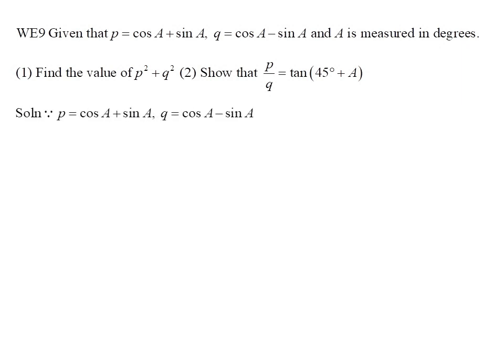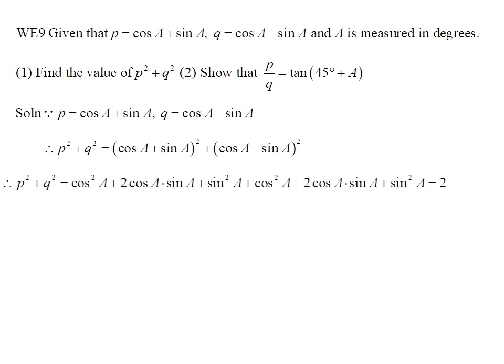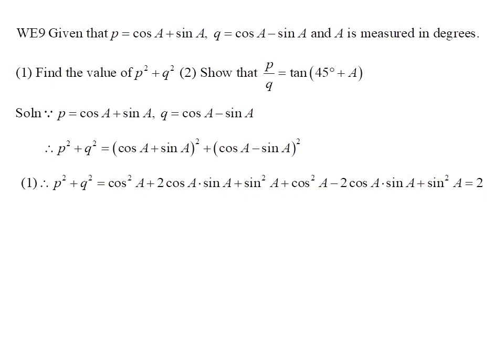Since P equals cosine A plus sine A and Q equals cosine A minus sine A, P squared plus Q squared equals (cosine A plus sine A) squared plus (cosine A minus sine A) squared. After the two complete squares are expanded, P squared plus Q squared equals 2.